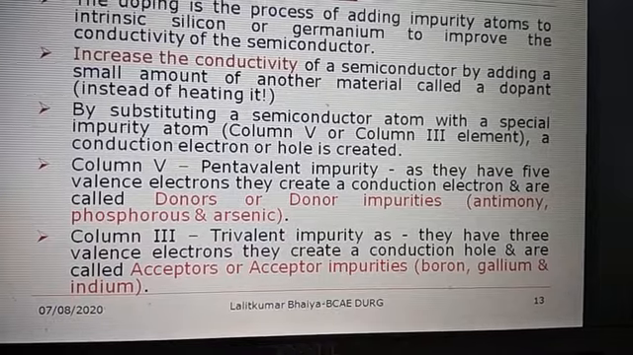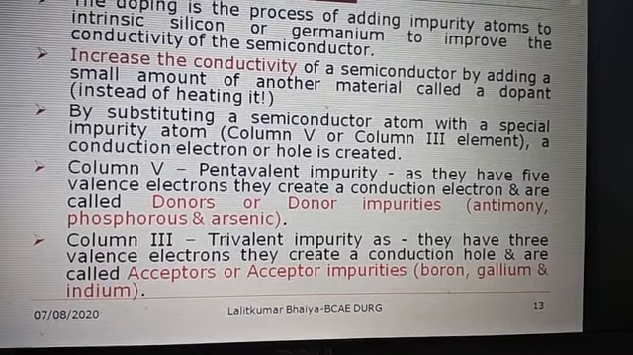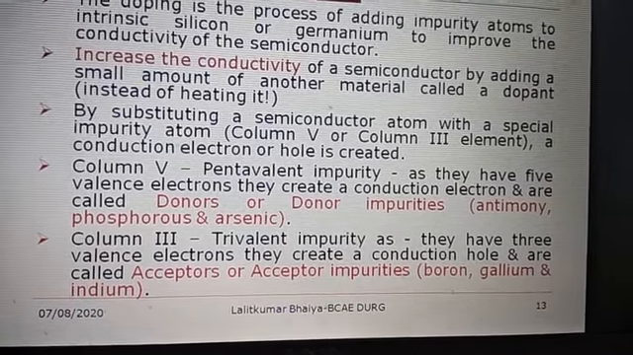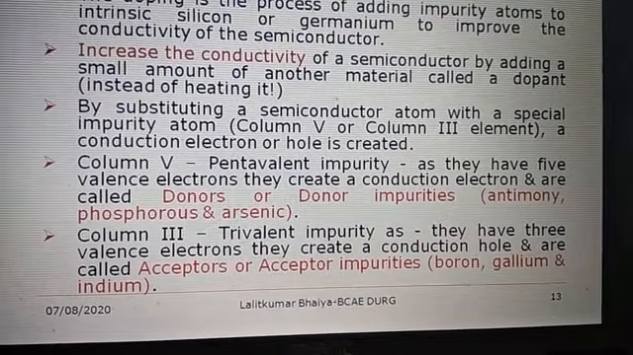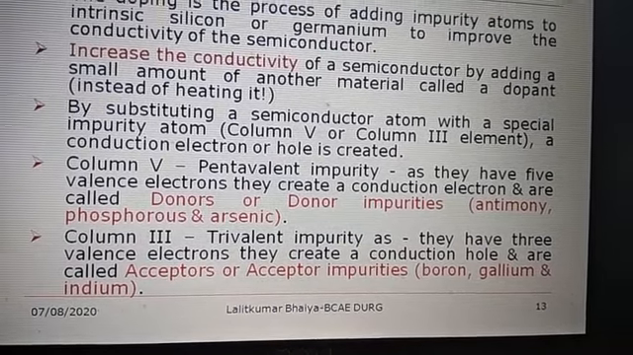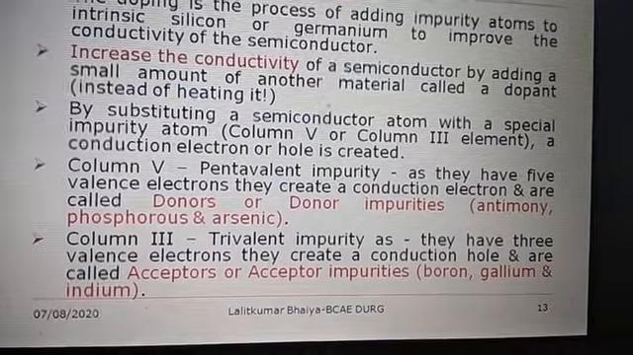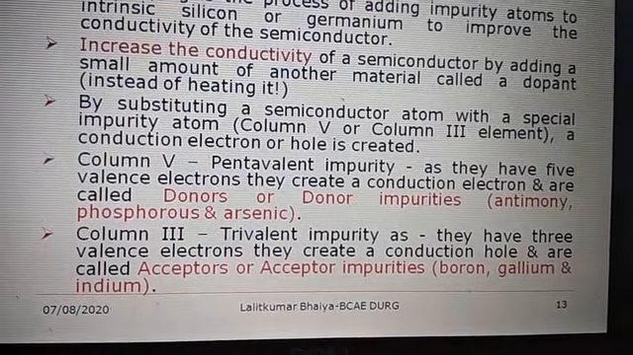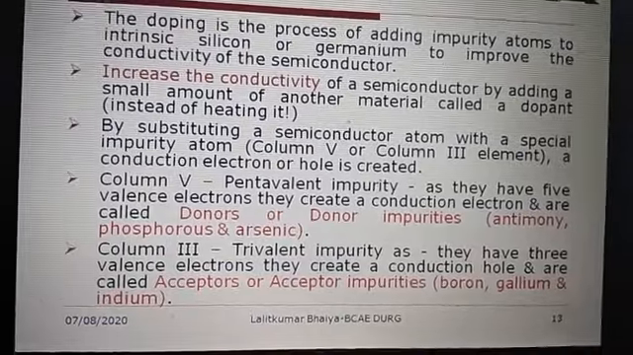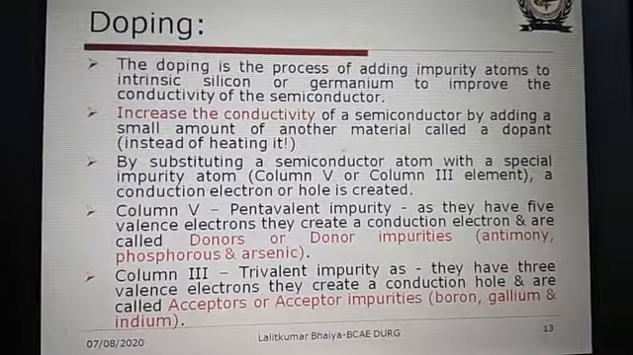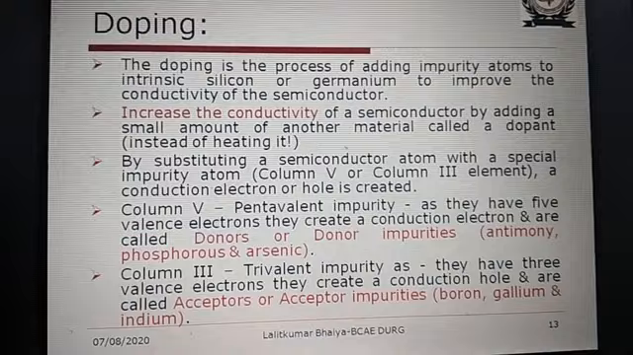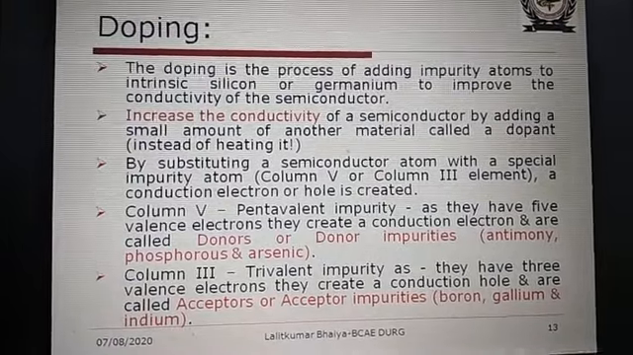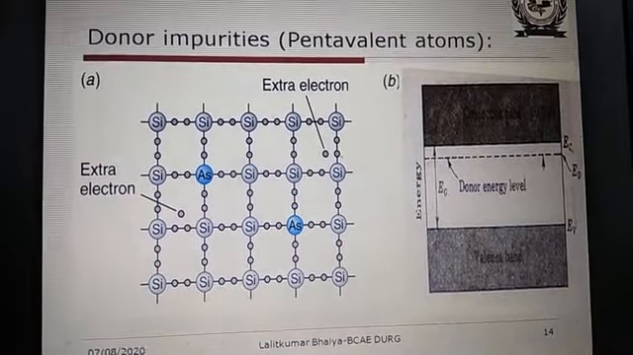And trivalent impurities are those which have 3 valence electrons. After adding them, they create a hole, and these are called acceptors or acceptor impurities. For example, boron, gallium and indium are acceptor impurities.